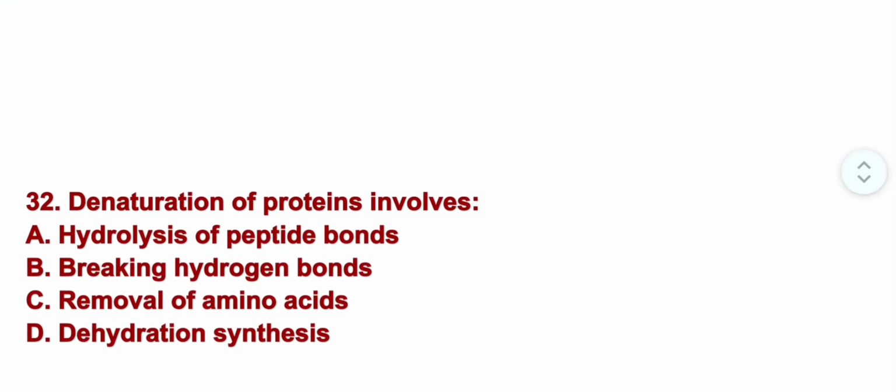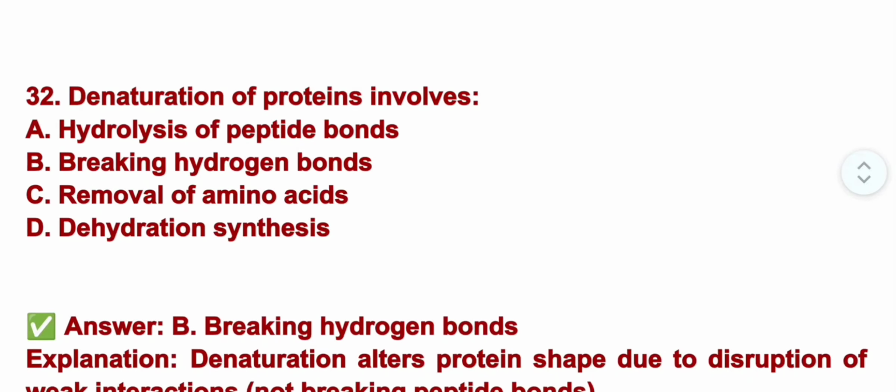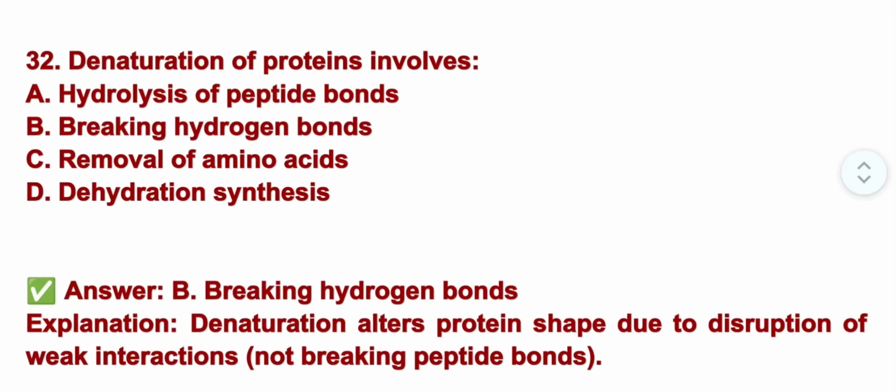Question number 32. Denaturation of proteins involves? The correct option is option B. Breaking hydrogen bonds. Denaturation alters protein shape due to disruption of weak interactions, not breaking peptide bonds.